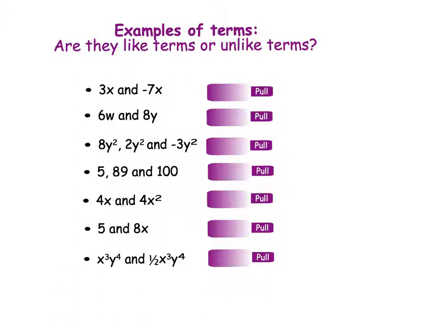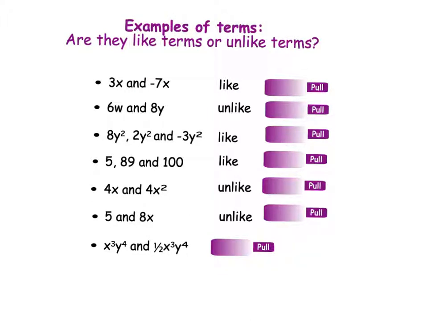Pause the video. And here are the results. Like terms, unlike terms because the letters are different. Like terms because your variables and their exponents are identical. These are like terms because they're all constant. These are unlike terms because you have different powers. These are unlike terms because one has an x and one does not. And this last one, they're also like terms.